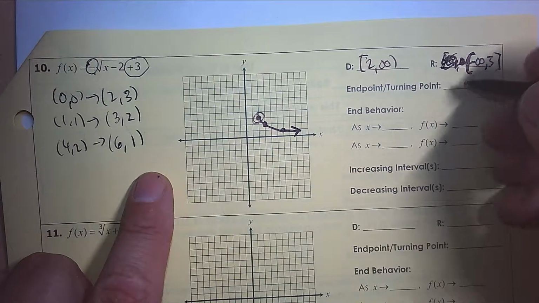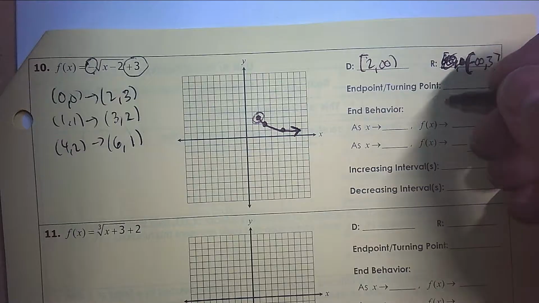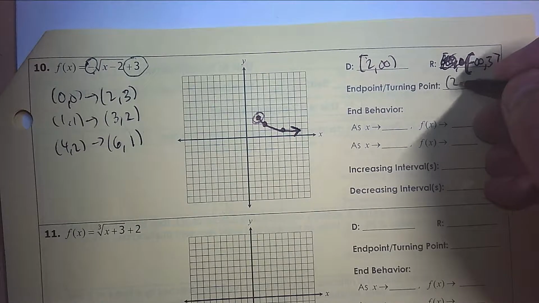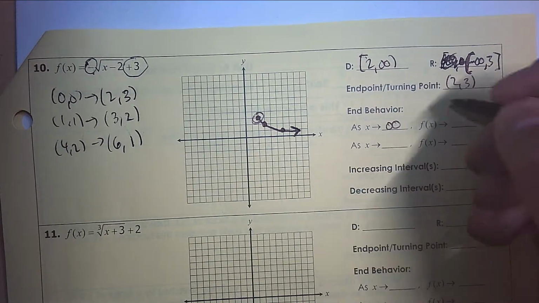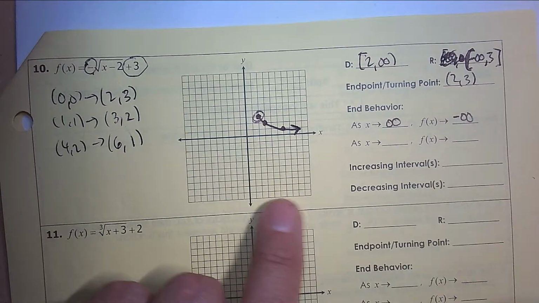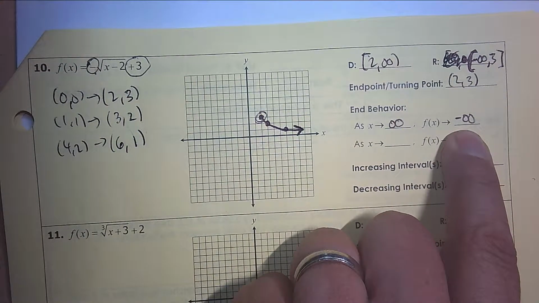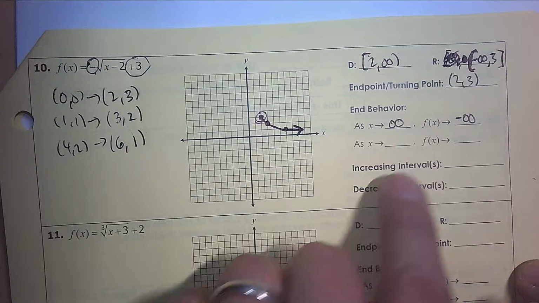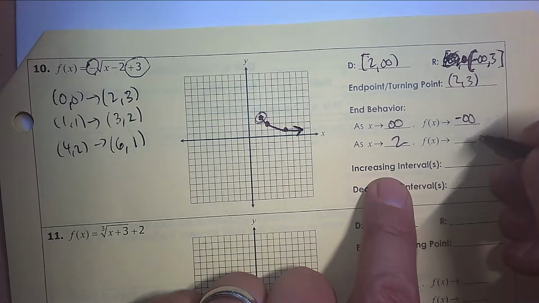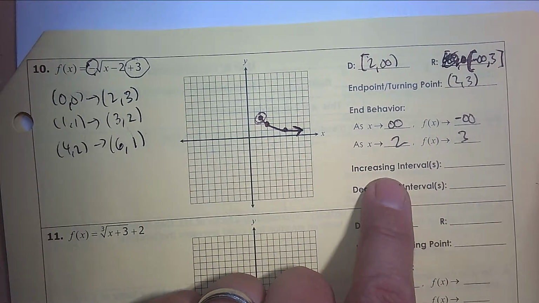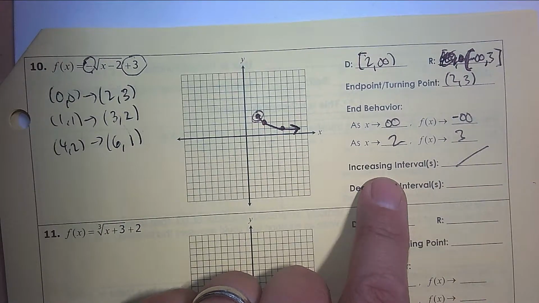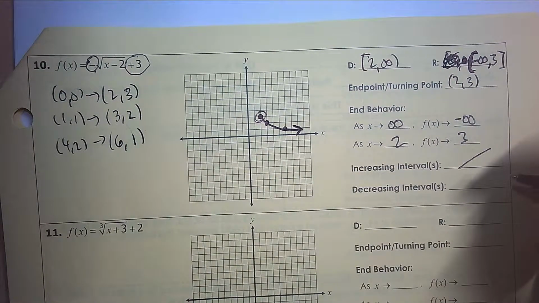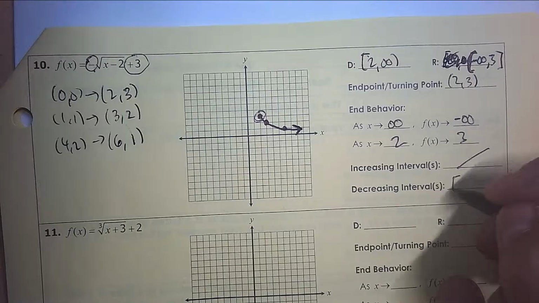Where's our HK? Our starting point is at 2, and as x approaches infinity, the function now is going where? To -infinity. It's going down. As x approaches 2, the function approaches 3. This is not increasing, but instead decreases from 2 to infinity.